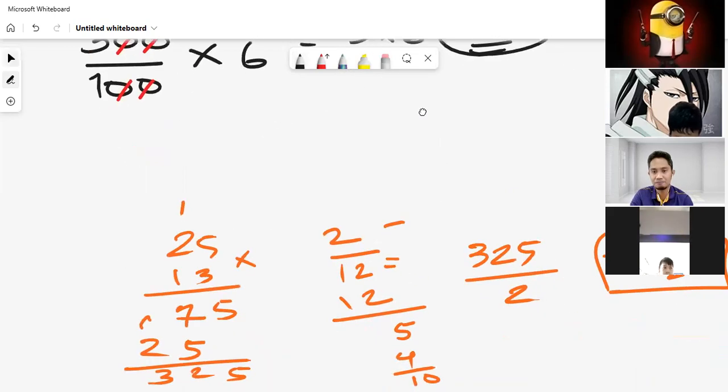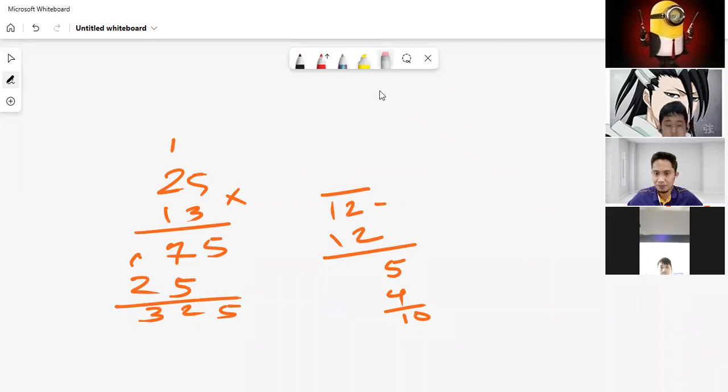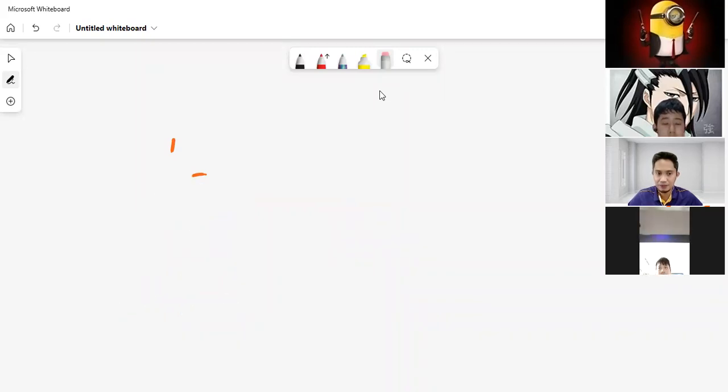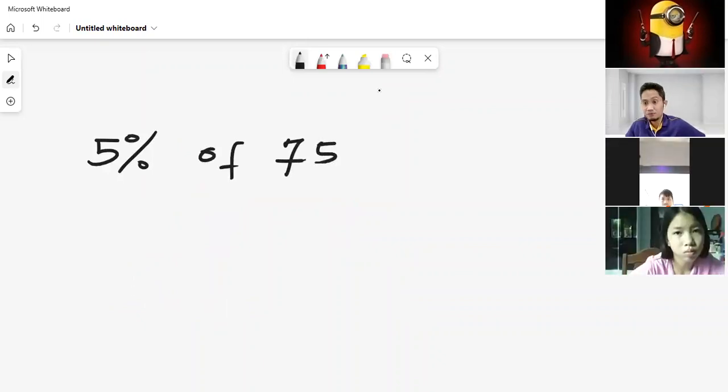So another example. Teacher Juvin will give an example so that everyone will not get confused. One by one. Okay, another example: 5% of 75. This one has no cut.